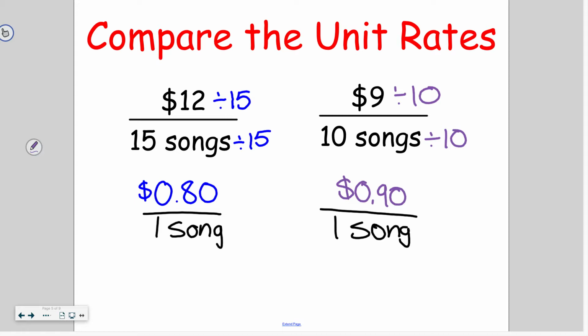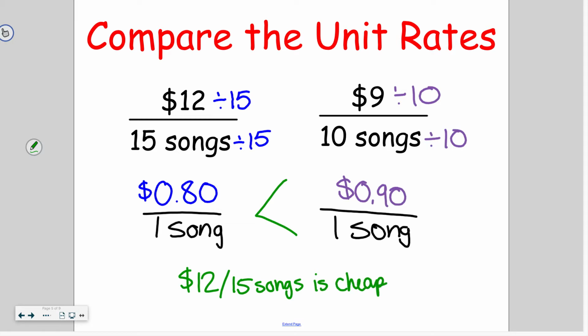When we are asked to compare, that goes back to what we talked about in Chapter 5. It's either greater than, less than, greater than or equal to, less than or equal to, or just equal to. If we are comparing these prices, we are going to see that 80 cents per song is less than 90 cents per song. If it's asking, we would say 12 songs for $12 is cheaper or is a better deal, or however you want to phrase that. We were looking at which one is a better deal.